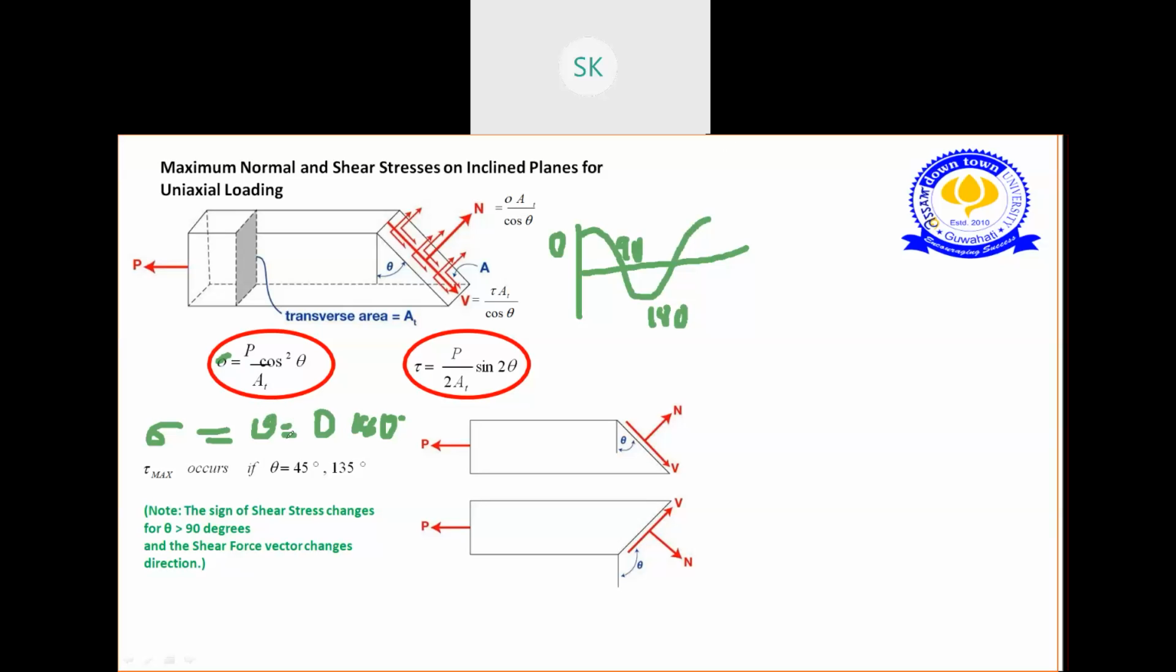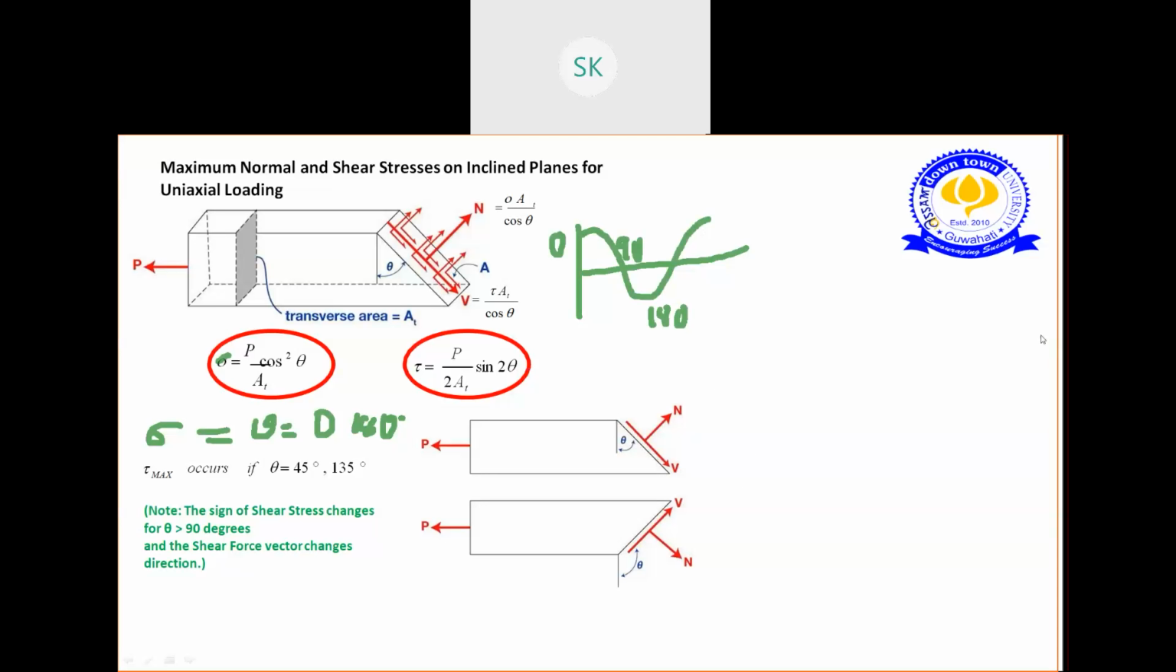So sigma will be maximum when the theta will be 0 or 180 degree. See, if you put another value, you won't get a maximum value compared to these two values. In the same way, for shear stress, how does the sine function work? How is the sine curve? Anyone remember the sine function?